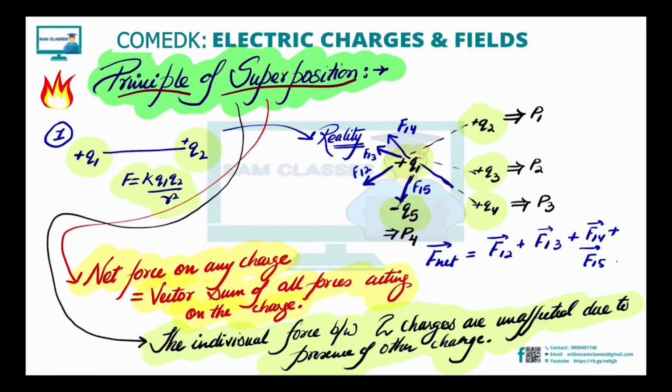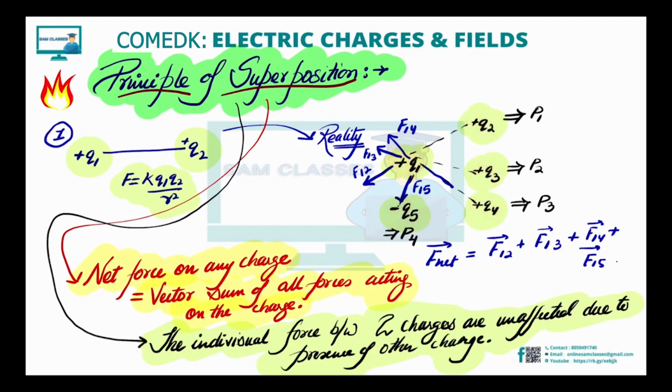Now we'll study the principle of superposition. We need to understand what this principle is. First, if we had one charge Q1 and another charge Q2, it was very easy to find the force between them. What was the formula? Force is equal to K Q1 Q2 by R square. Now what if we have more than two charges? Let's say we have a charge Q1, Q2, Q3, Q4, and Q5.